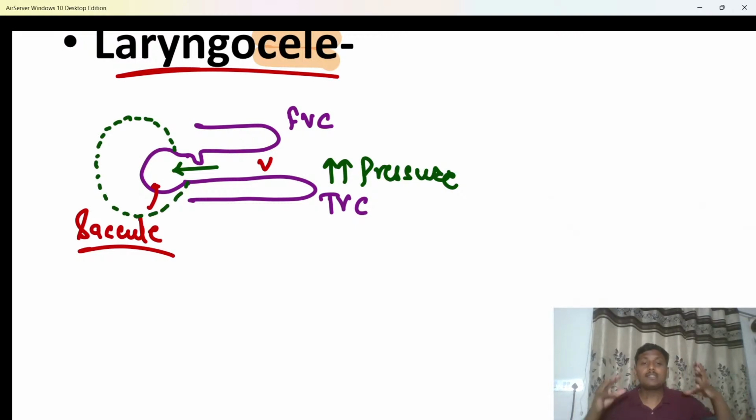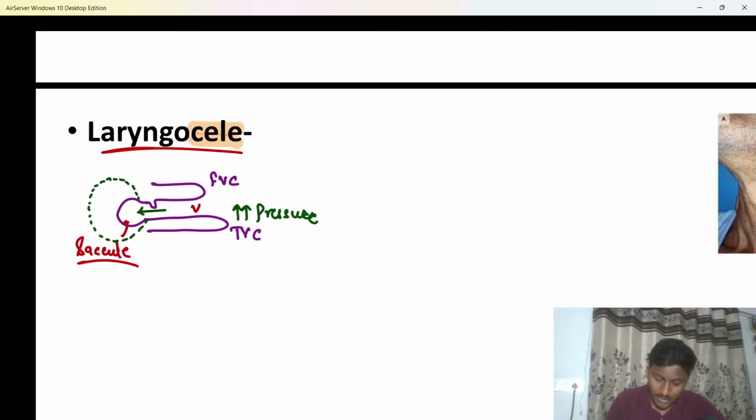देख सकते हो? This saccule undergoes abnormal dilatation. ये saccule फूल जाती है बेटा. That is what is called a laryngocele. Yes, abnormally dilated saccule is what is known as a laryngocele beta. ठीक है? So that has to be remembered.